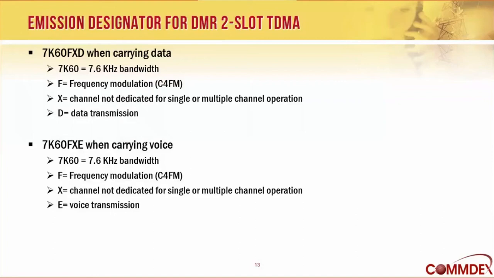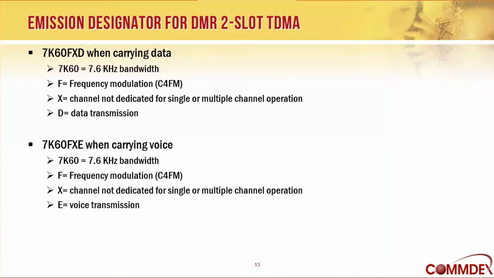Here is DMR. What kind of emission does DMR have? So there's two different operating modes in DMR. When it carries data, it has one designator, and when it carries voice, it has a different one. The bandwidth's the same in either event. So when carrying data, it can be seen as a 7K60 FXD.